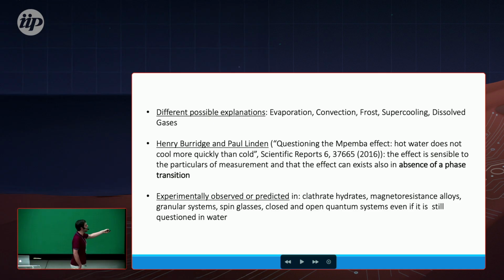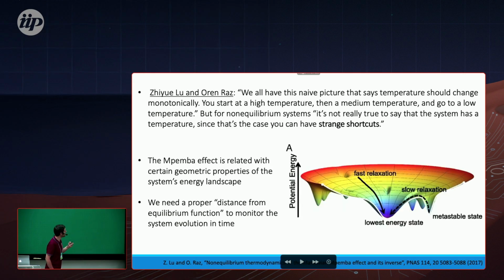And this is really helpful in experiment. It will open the search for the Mpemba effect in a wider class of systems. Right now, in water, it's not clear if it exists or not. People are still debating today. But in the meanwhile, it has been observed in many other kinds of systems, like granular systems, spin glasses, and in the last 4 years, also in quantum systems, both open and closed. And we will focus on the quantum version of the Mpemba effect.